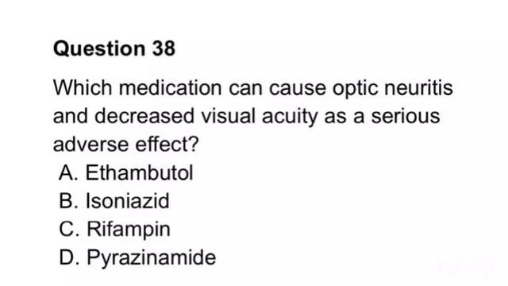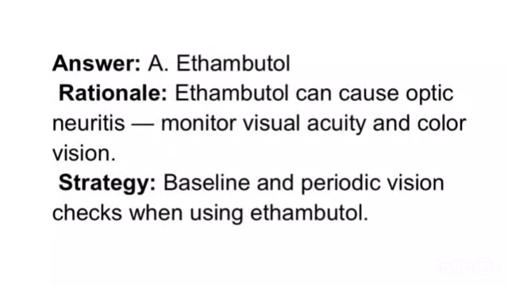Question 38. Which medication can cause optic neuritis and decreased visual acuity as a serious adverse effect? A. Ethambutol. B. Isoniazid. C. Rifampin. D. Pyrazinamide. Answer: A. Ethambutol. Rationale: ethambutol can cause optic neuritis, monitor visual acuity and color vision. Strategy: baseline and periodic vision checks when using ethambutol.